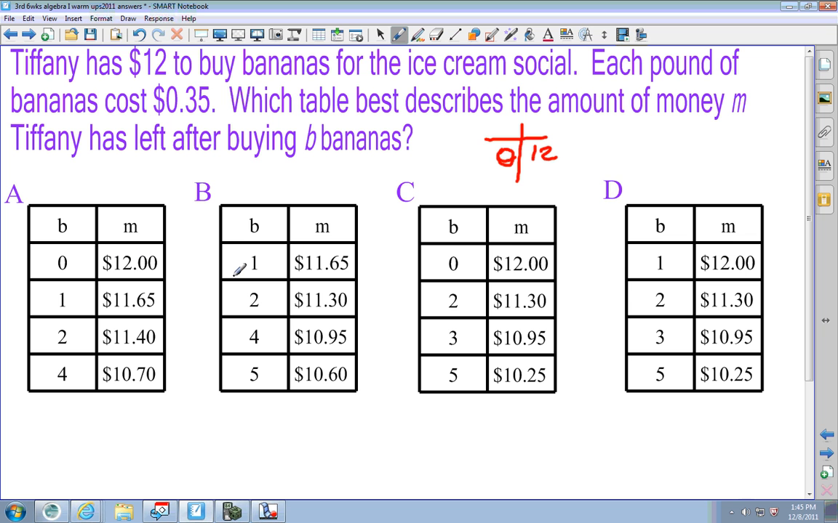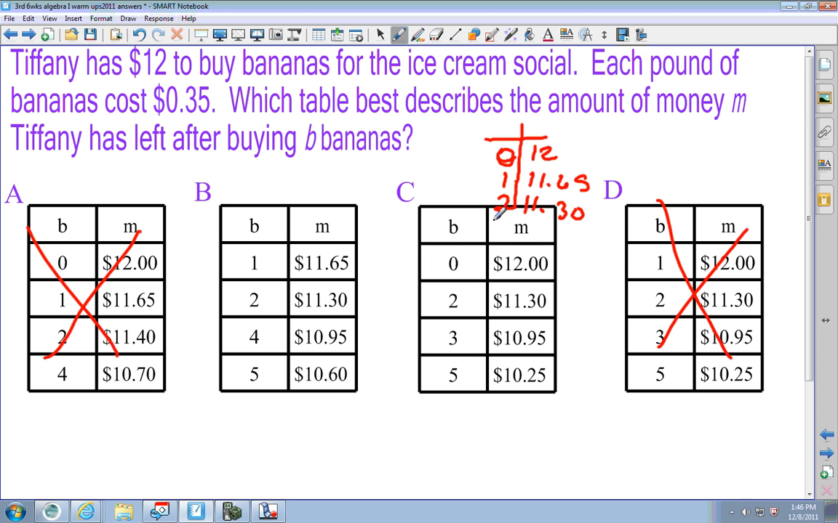Well, this works. It says 1, and this says 1 is $12. It's not this. So now 1, if I subtract off 35 cents, I'm going to have $11.65. Well, this says 2 and $11.30. That could be it. Let's try the next one. 2. Let's subtract off 35 again. I'm going to get 11.30. 2 and 11.30, that works. It says 2 and 11.40. Nope, that one goes away.